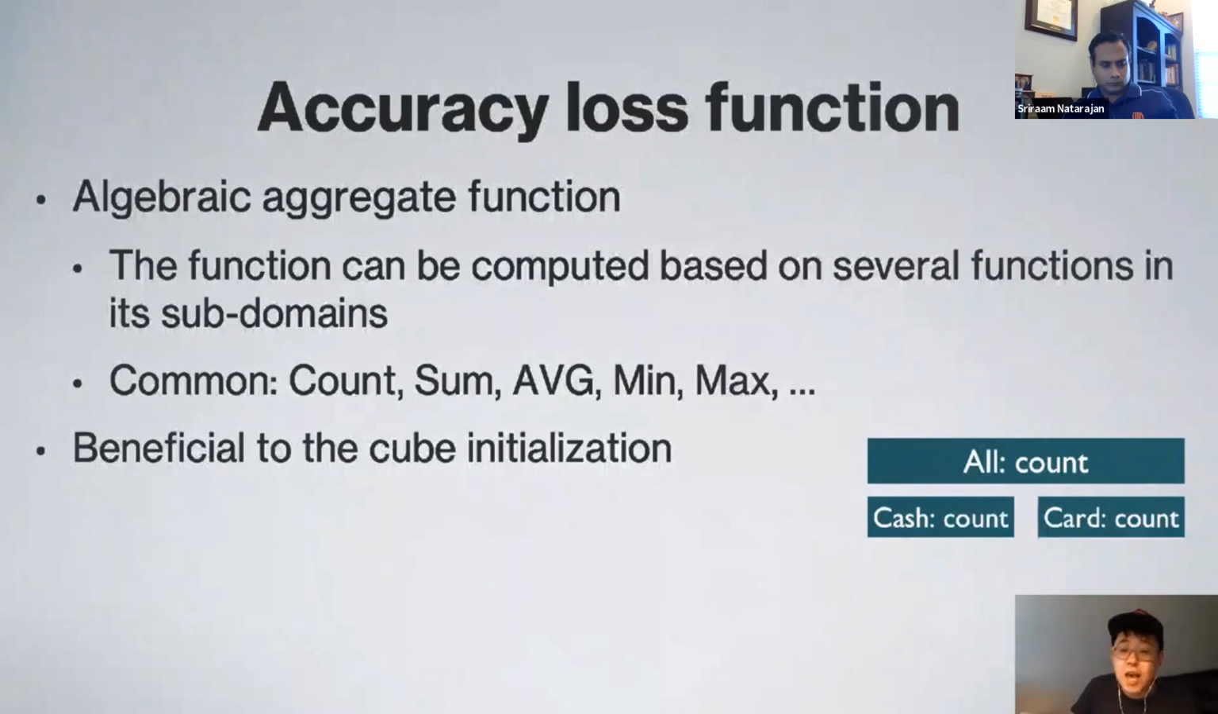So what is an algebraic aggregate? That means the value of this function can be computed from several functions on its subdomains. For example, we can count the number of trips paid by cash and count the number of trips paid by credit card. So the overall count of all trips will be the sum of the two counts. In practice, algebraic aggregate functions are very common, such as count, sum, average, min, max. They are all algebraic functions, and this algebraic feature will be beneficial to the cube initialization.